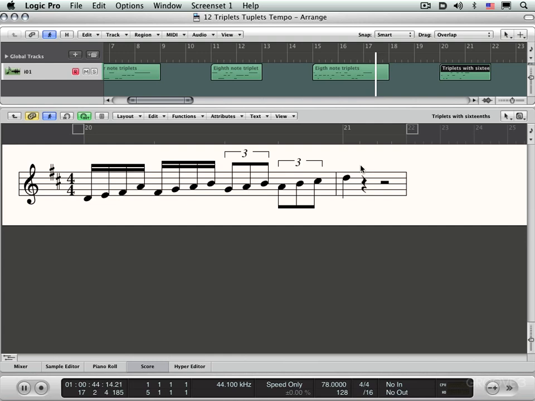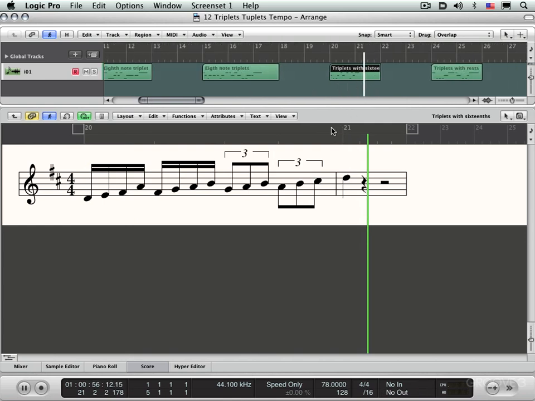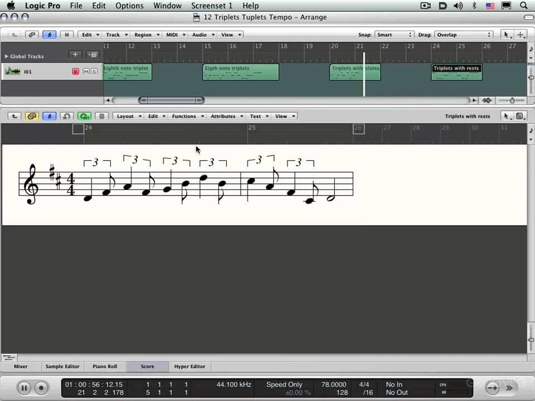And let's hear that. And let's move on and look at what this can look like when we have rests involved in these groupings of triplets. Because as usual, you don't need to have all 3 of the notes stated.